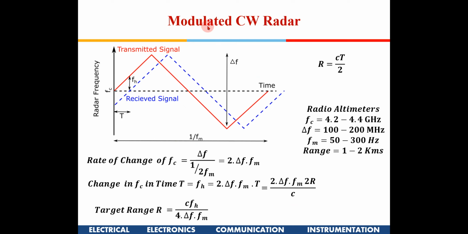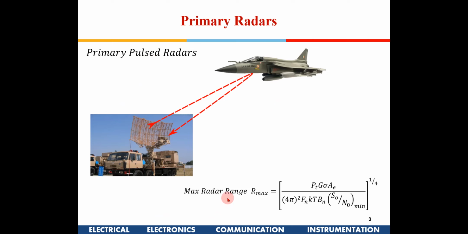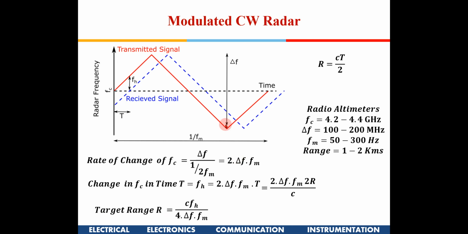Then we talked about modulated CW radar in the second video, in which the transmitted signal was continuously being modulated, so it was changed. Once you receive the signal, you will find there is a difference between the signal that is transmitted and that which is received, and that difference is proportional to the distance between the target and the radar. Again we derived that equation. Both here and here the drawback was the velocity: you cannot find out the velocity of the target, only the range can be found.